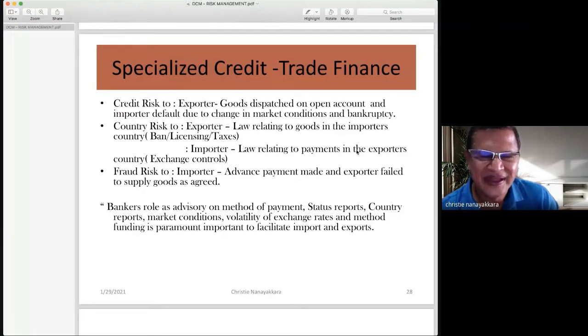So at the same time, if the exporter's country also has certain rules of exporting certain items, a ban on used cars or whatever, then this risk will come to the importer.